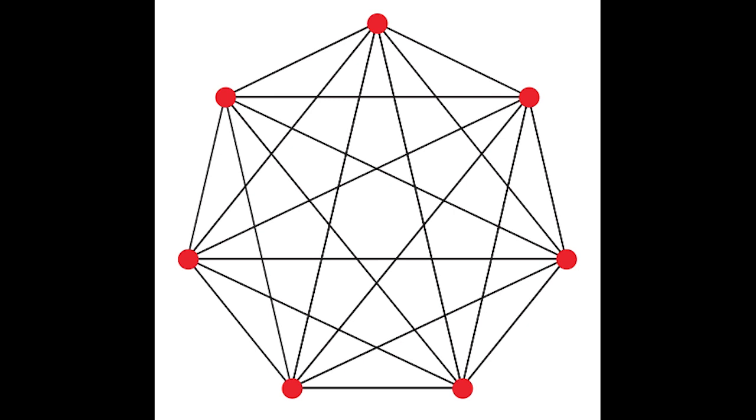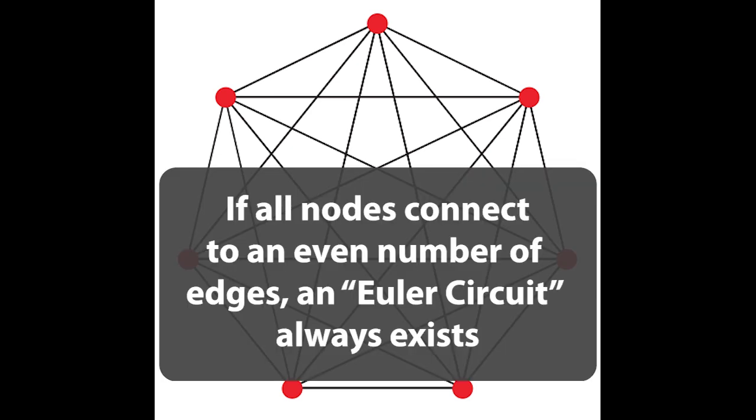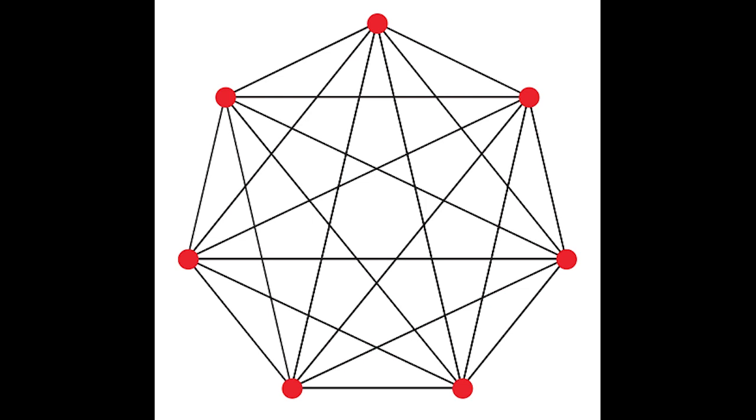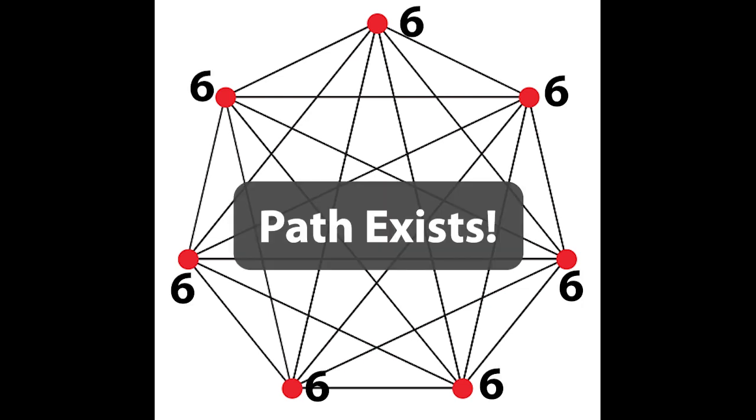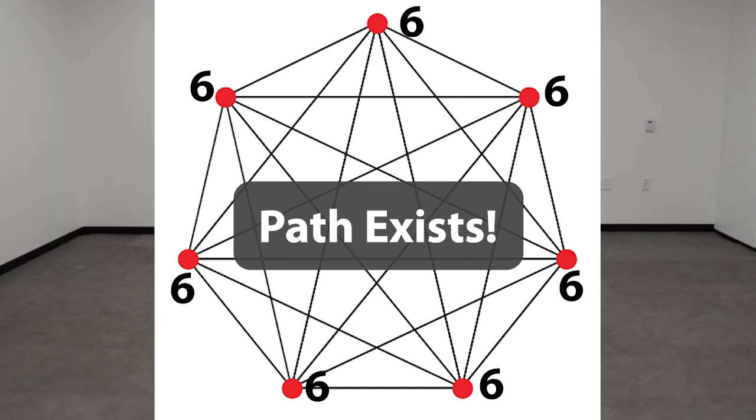A related statement is also true. If all nodes connect to an even number of edges, an Euler circuit, or a path that crosses each edge exactly once, always exists. So if you find a complicated graph like this, you can notice that each node connects to an even number of edges, and you can be sure that an Euler circuit exists.